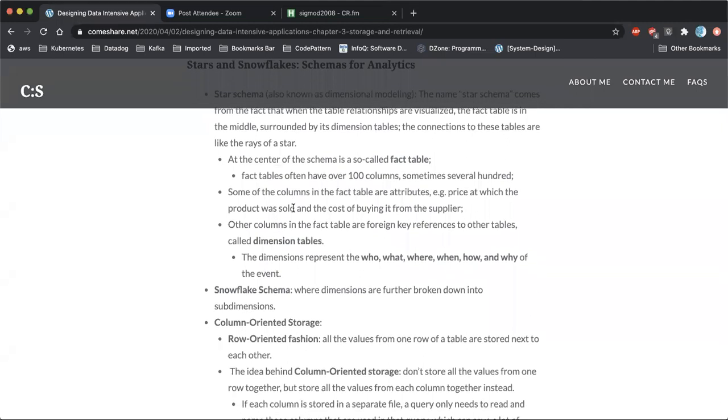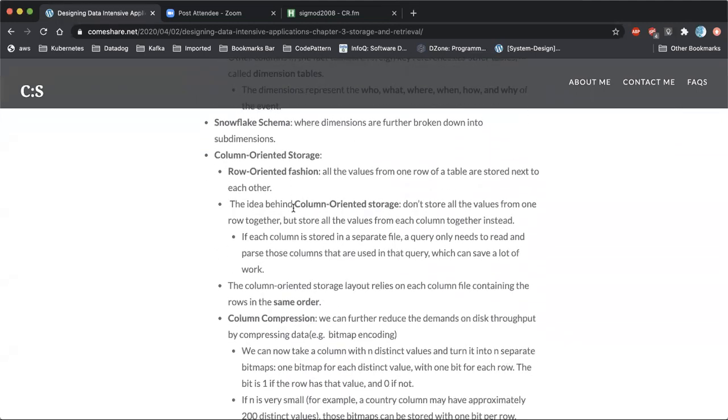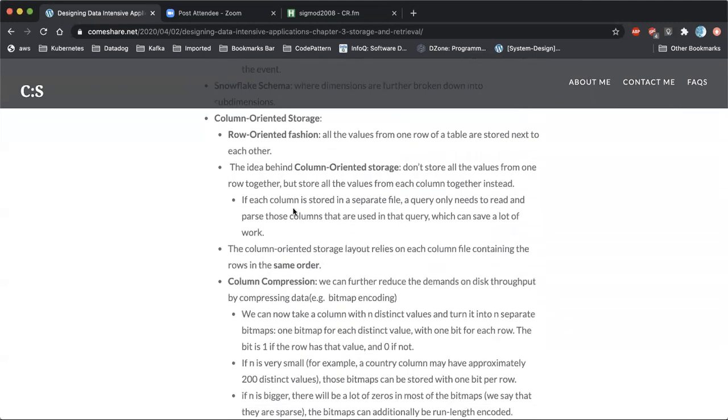Okay, cool. Then he talked about column oriented storage. When we started with this, it did not make sense to me. What does it mean? What does he mean by column oriented storage?